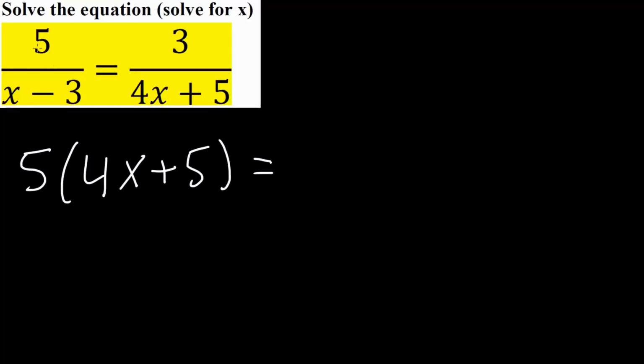So in order to solve for x using cross multiplication, we multiply 5 times 4x plus 5, and we set that to equal x minus 3 times 3. So this cross is equal to this cross. So let's do that. So 5 times 4x plus 5 is equal to 3 times x minus 3.